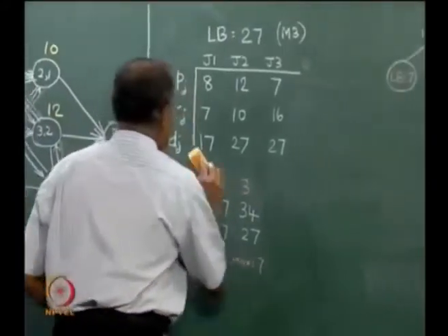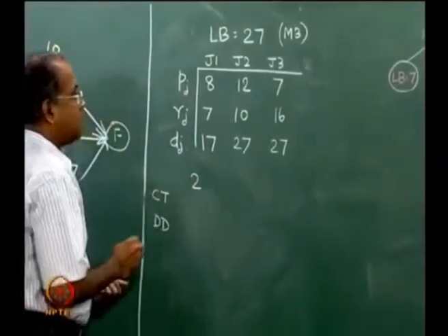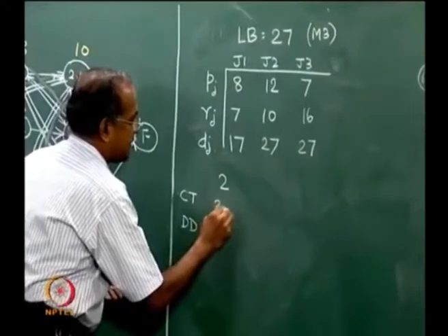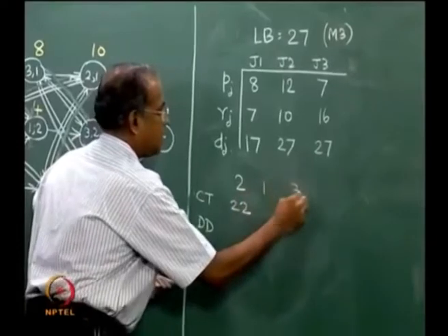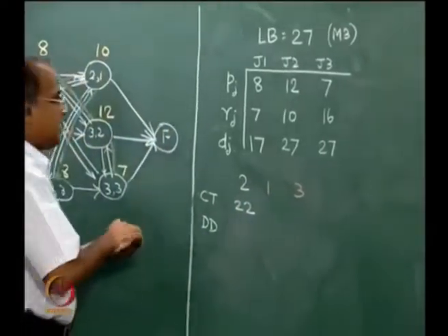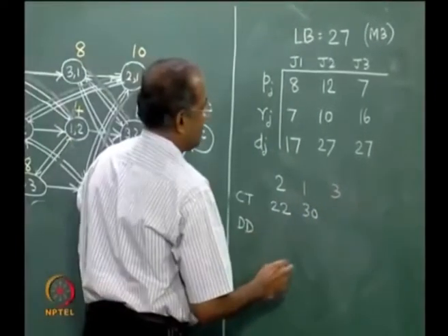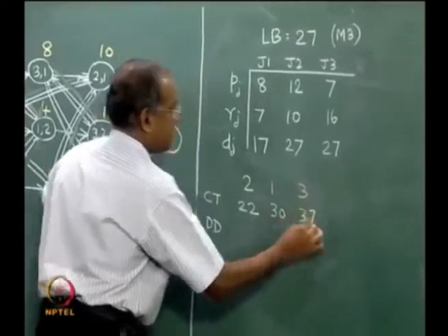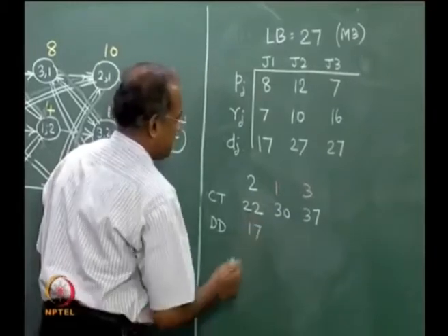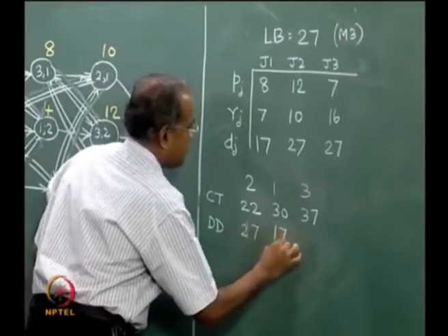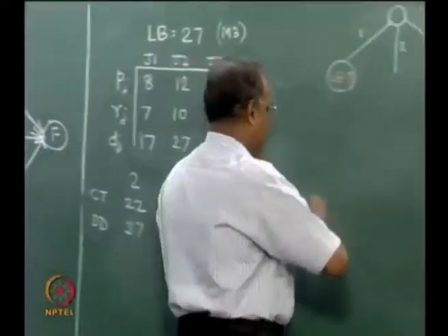Now, we look at 2 as the first job. So, for 2, Rj is 10, completion time is 22. Then based on due dates, it is 1 and 3. So, at 22 J1 is available, 22 plus 8, 30, 30 plus 7, 37. Now, due dates are 27, 17 and 27. So, this is 10, this is 13. So, lower bound is 13.